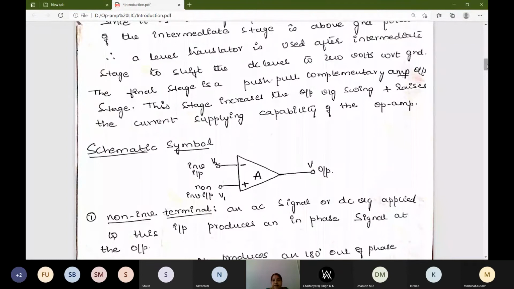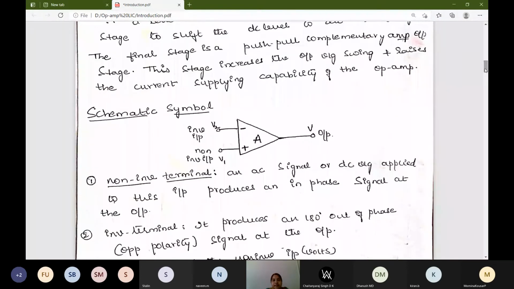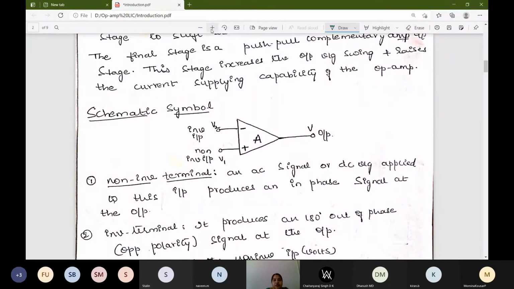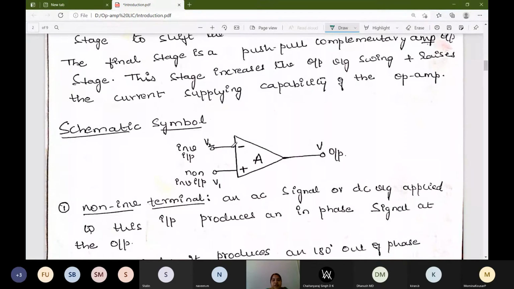Next we have the schematic symbol. How is this op-amp represented? This is how we represent the op-amp. A triangle you can see here, the representation of the op-amp. It has two inputs, one with a negative symbol and one with a positive symbol. Minus and plus are shown here, and the inputs are written as V1 and V2.